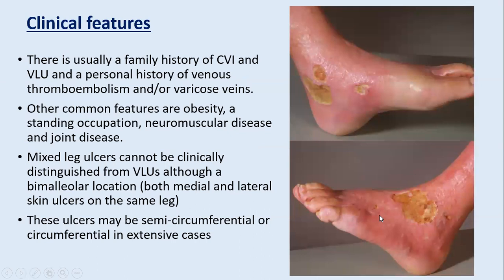The clinical features. These mixed leg ulcer patients usually have a family history of chronic venous insufficiency and venous leg ulcer. Other common features are obesity and standing occupation, neuromuscular disease, and joint disease. Mixed leg ulcers cannot be clinically distinguished from venous leg ulcers, although bimalleolar distribution is more towards a mixed leg ulcer rather than a pure venous ulcer, because pure venous ulcers are usually located on the medial side. These ulcers may be semicircumferential or circumferential in extensive cases.